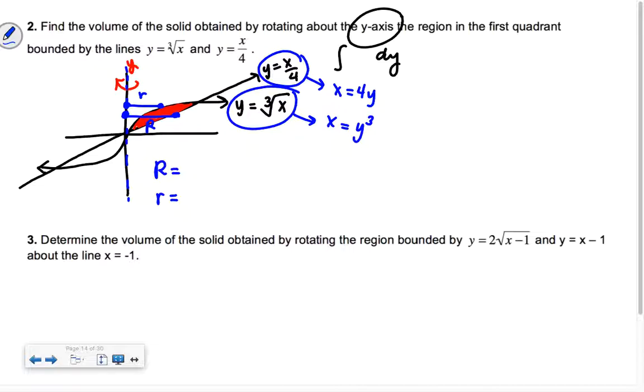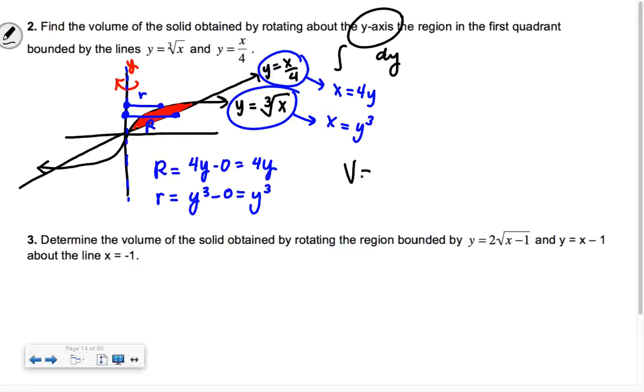All right, so our outer radius. We want to know the distance, how long this is. So if I'm talking about the distance for a horizontal segment, I do the right side minus the left side. So I'm going to say it's 4y minus 0, which is just 4y. And then the inner radius, it's going to be the right side minus the left side, and the right side was that y cubed. The biggest thing that people will mess up on is they forget to get things in terms of y. I used to do that a lot as well, so I don't judge.